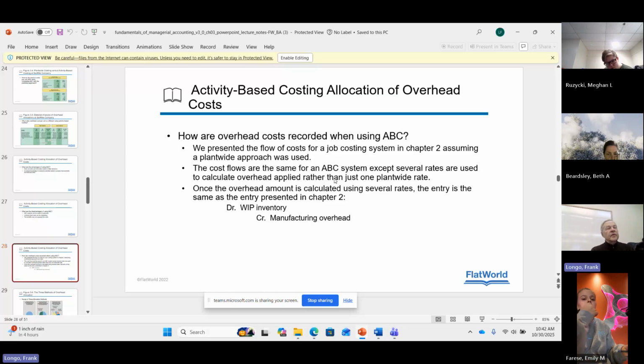The cost of inventory is increasing with this entry. We're adding the overhead into work in process inventory. The credit to manufacturing inventory, that's a reduction of manufacturing inventory.